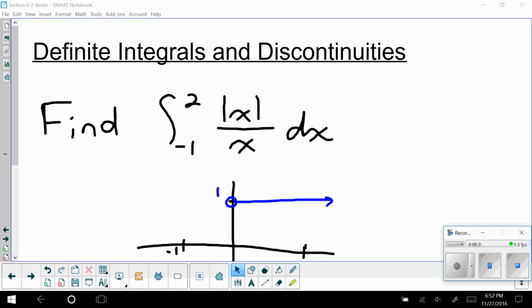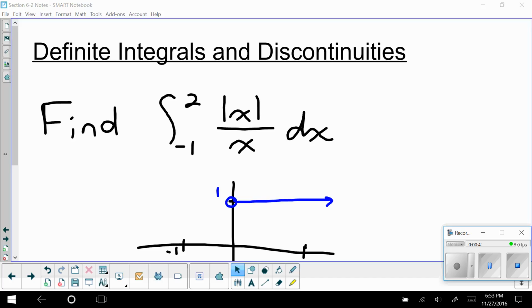Because we did talk about how if a function is continuous, it must be integrable. But the converse is not necessarily true. Now's the time that I want to discuss when the converse will not be true. In other words, for what discontinuities is a function not integrable?